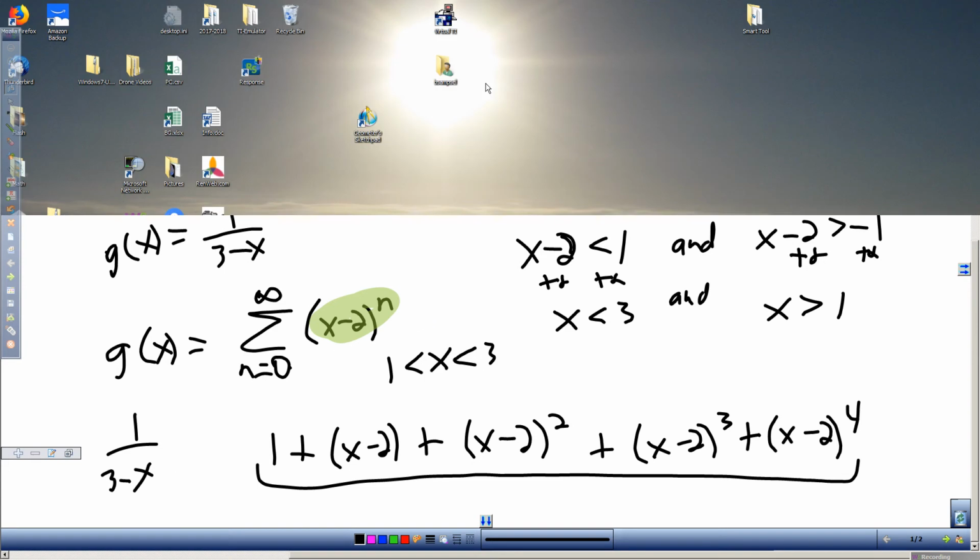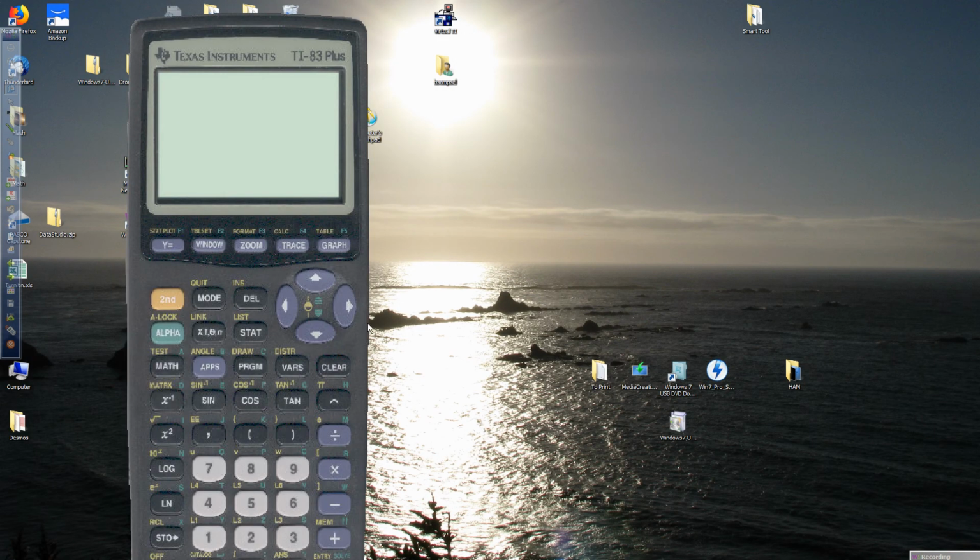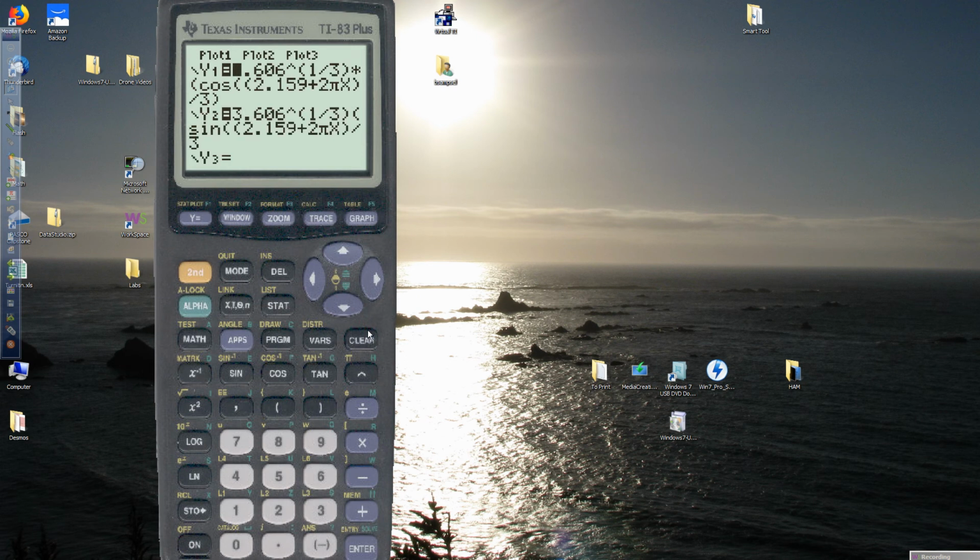So let's see, I'm going to graph on here. Have you seen me use the calculator? So y equals 1 over 3 minus x, and the other one is 1 plus x minus 2, plus x minus 2 squared, plus x minus 2 to the third, plus x minus 2 to the fourth. Okay, and let's look at the graph.